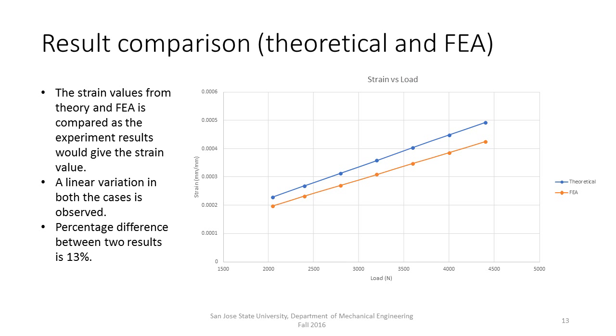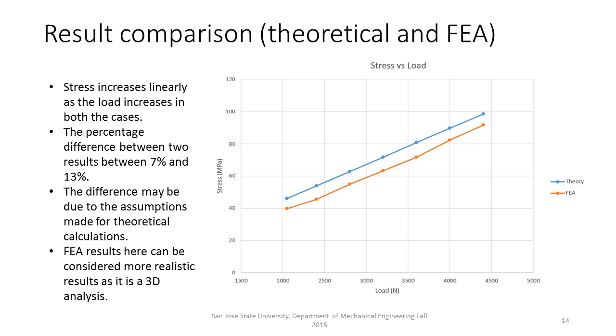The graph of strain versus load depicts the theoretical and FEA results. A linear variation in both cases is observed. Percentage difference between the two results is about 13%. The stress increases linearly as the load increases in both cases. The difference may be due to the assumptions made for the theoretical calculations. FEA results here can be considered more realistic, as it is a 3D analysis.